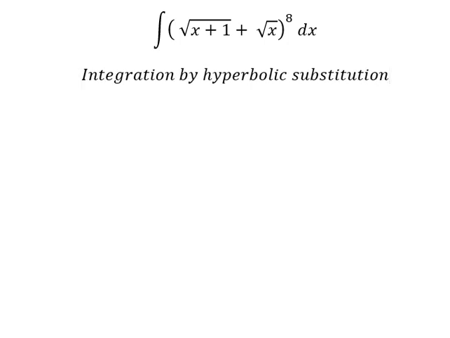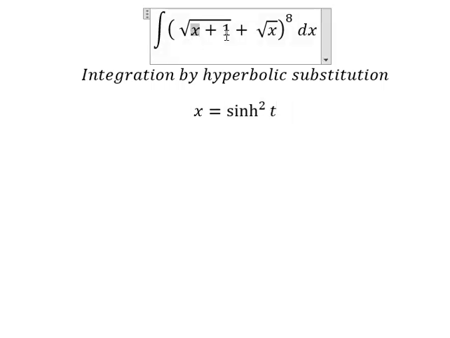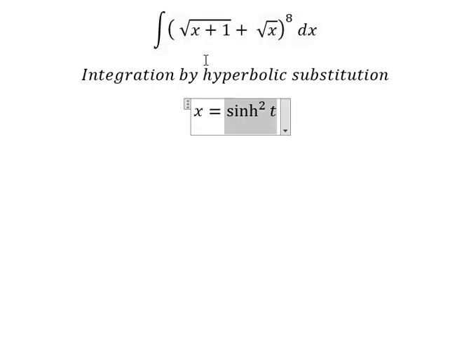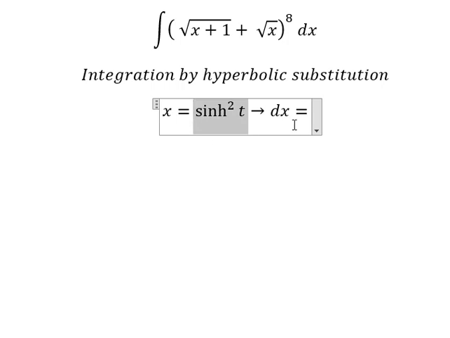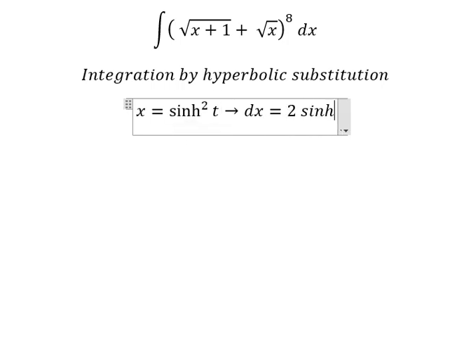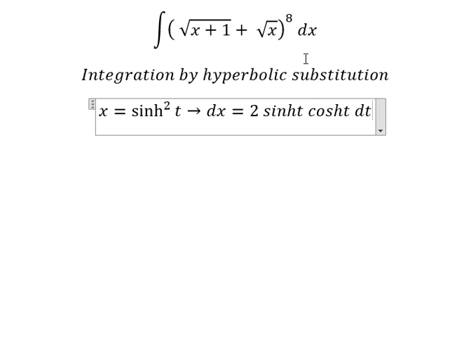So I will put x equals sinh squared t, because if I put this one here, we have 1 plus sinh squared t, we change for cosh squared t, and later we simplify the square root. Next, we need to do first the derivative for both sides, and this one we have 2 sinh t cosh t dt.